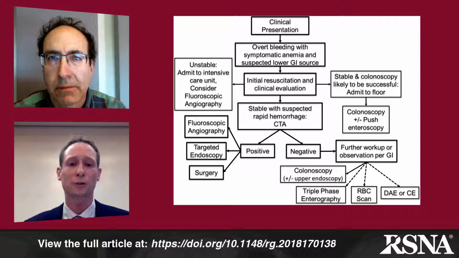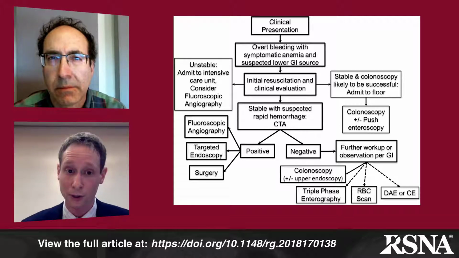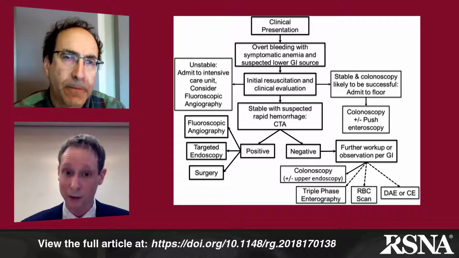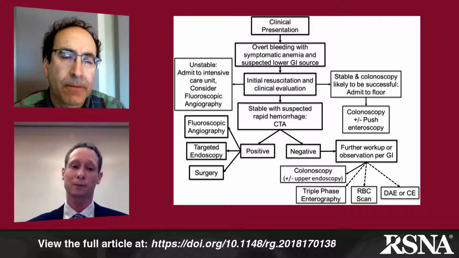If they undergo a CT angiogram and they have a positive result, we'll hopefully be able to see the source of bleeding. And since we can evaluate the entire GI tract in the abdomen, we can tell them right where it's bleeding from and hopefully also get some idea of what's causing the bleeding.